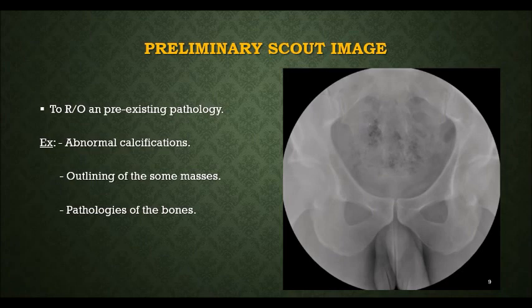Before pushing the contrast medium, you will need to take a preliminary scout image. The purpose is to rule out any pre-existing pathology, abnormal calcifications, and to outline some masses. You can even see pathologies of the bones. Here we have preliminary scout images showing the pelvis. This image shows no pathologies.